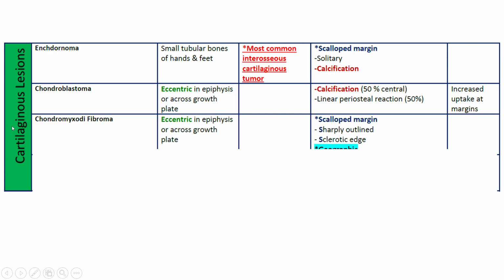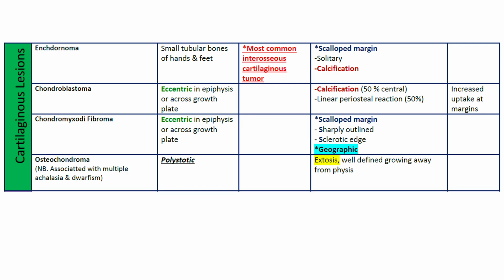For chondromyxoid fibroma, it also starts with chondro, so it usually affects the epiphysis, eccentric in the epiphysis or across the growth plate. And as we have said, the word fibroma would remind us that this lesion is usually geographic. Concerning chondromyxoid, letter X will remind us of three main pieces of information starting with S: scalloped margin, sharply outlined, sclerotic edge. So letter X refers to three main pieces of information starting with letter S.